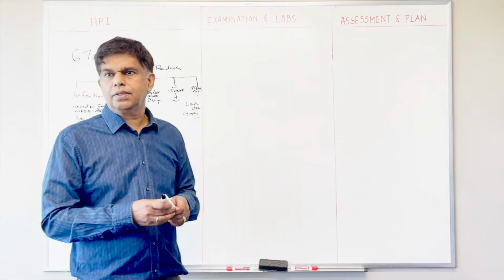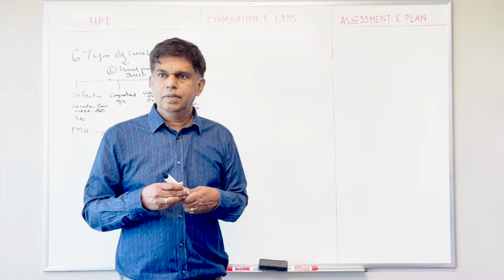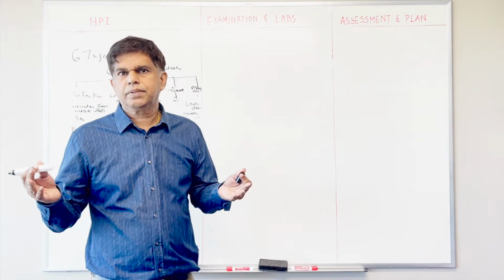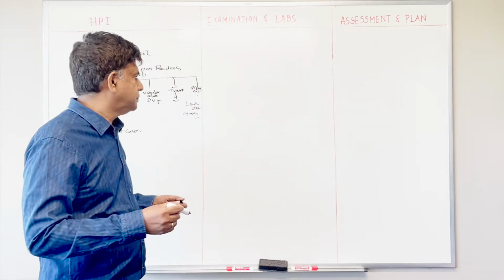Any other history we need to know? She just has hypertension, hyperlipidemia, hypothyroidism, asthma. That doesn't help us that much, right? Okay, what else?